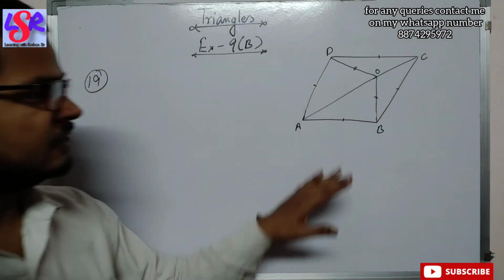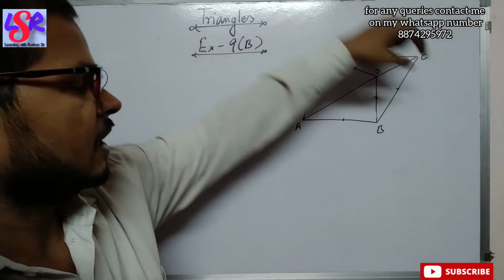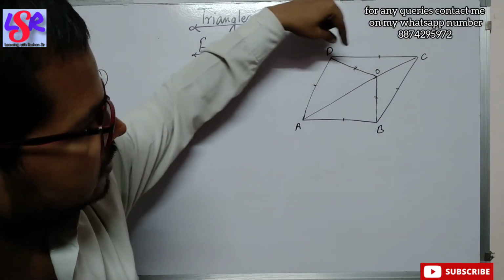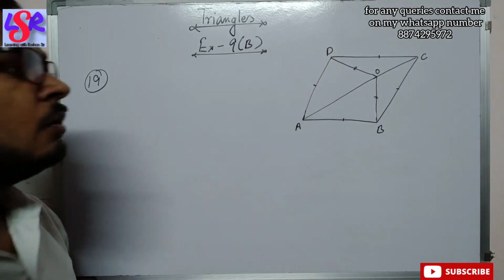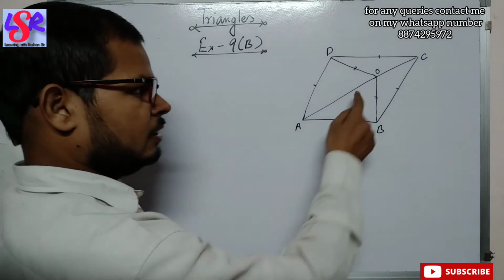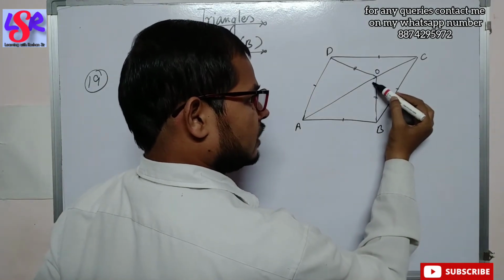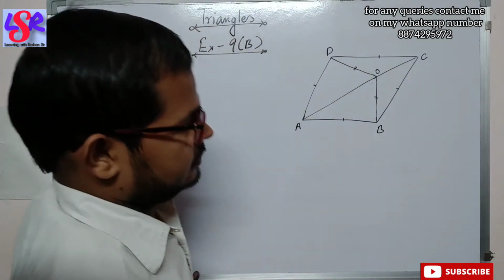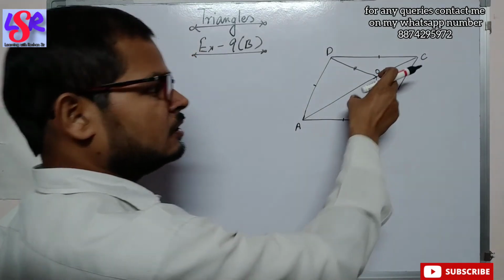Here, as per the information given in the question, we have the rhombus ABCD, and there is a point O which is equidistant from the vertices B and D. Now, we have to show this line AOC is a straight line. That is, we have to show the sum of these two adjacent angles is 180 degrees, so that we may be able to prove AOC is a linear pair.